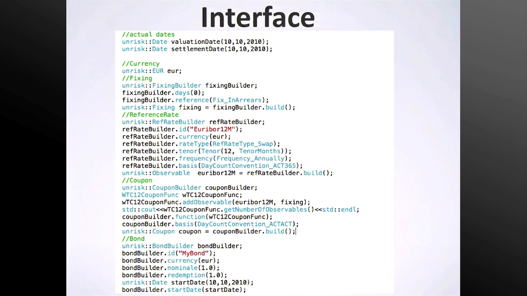When you think of the reference rate builder, you build up a reference rate and you make the Euribor 12-month reference rate built with this builder pattern. So you get an object right here.